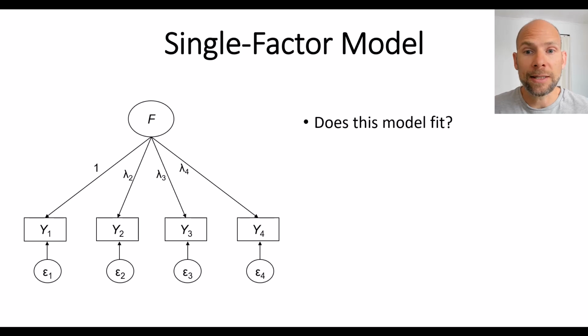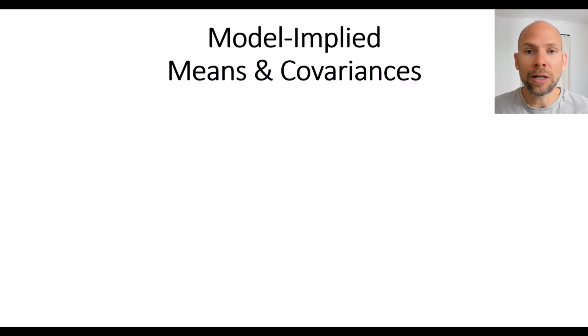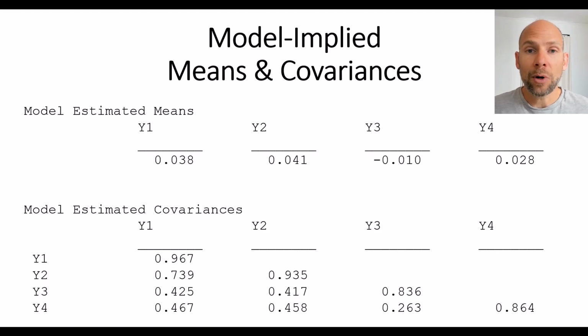So the question is, does this model fit? And what does it look like? How do we assess that? Now with a single factor model, when we take a look at the model implied means and covariances, which you can readily obtain through programs for structural equation modeling, such as Mplus, which is used here in this case, or other programs such as lavaan or JASP or AMOS or LISREL, you can get those model estimated or model implied means, as well as the model estimated or model implied covariances.